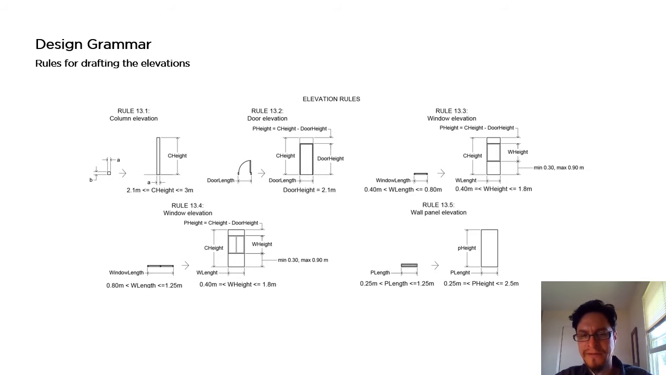Once we have defined the layout of the house, we can start drafting the elevations of each one of the walls. These are the rules for drafting each one of the components: columns, doors, windows, and wall panels.